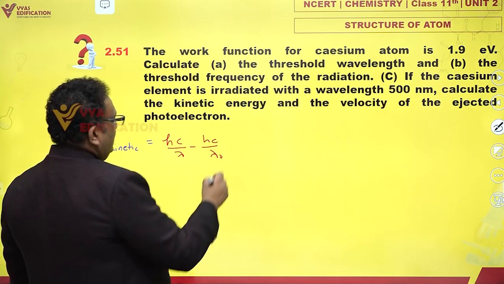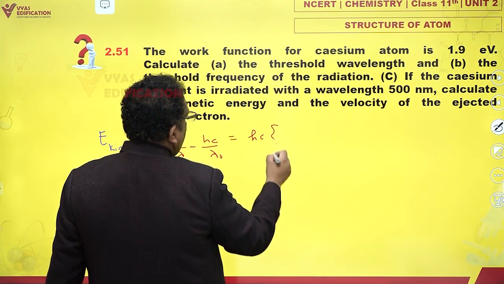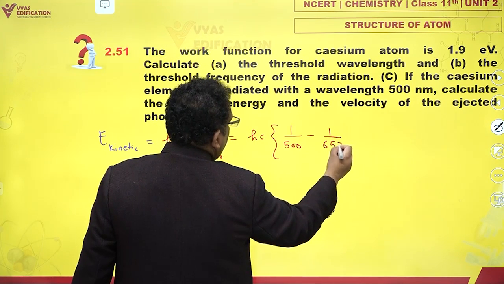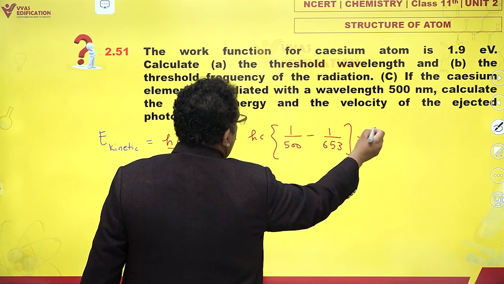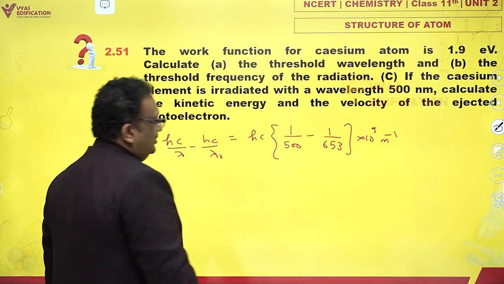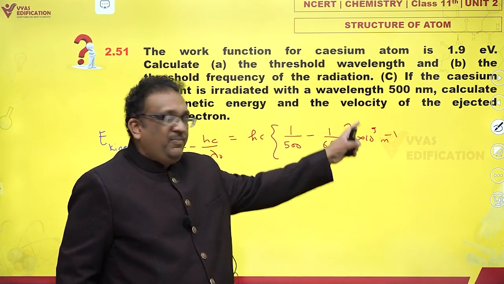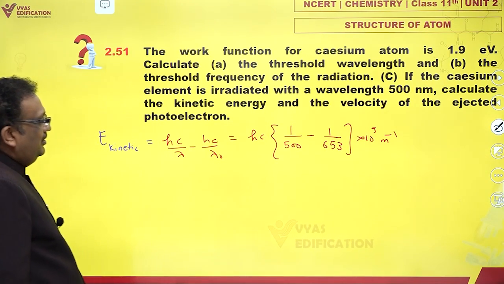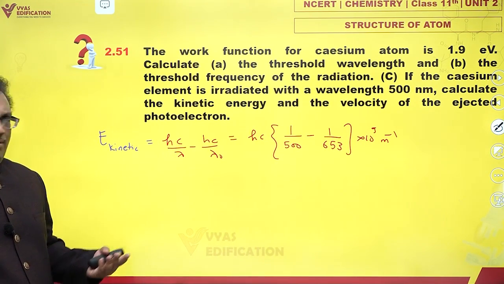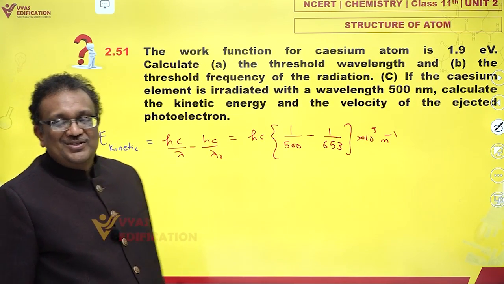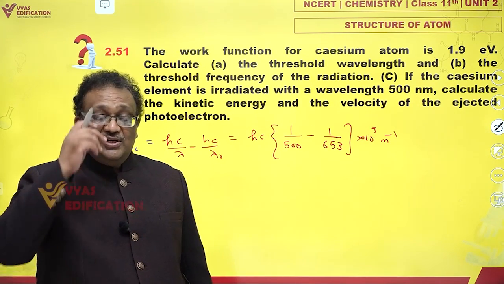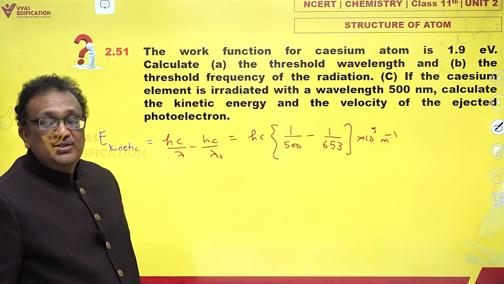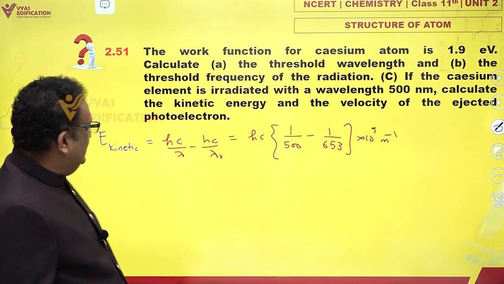500 nanometers. hc, 1 upon 500 minus 1 upon 653 into 10 raised to 9 per meter. Nano is 10 raised to minus 9, when it comes up it becomes 10 raised to plus 9. What do I need to do? I just substitute and calculate and just have fun. Atomic structure is a very calculation intensive chapter. It would be very useful if you learn some quick random calculations.